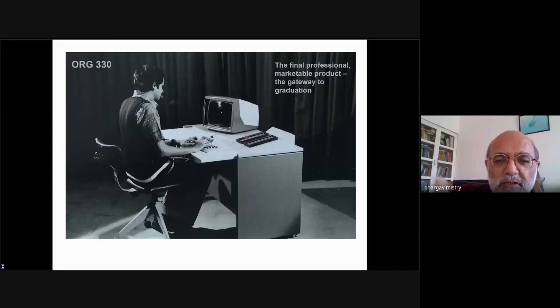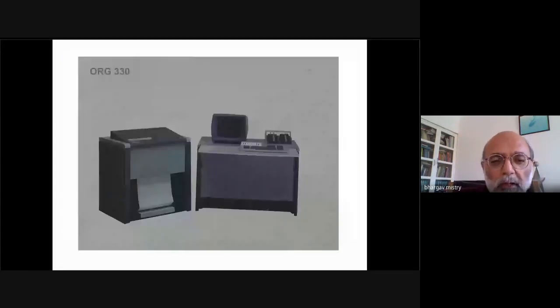So this is the final machine, what it looked like. And by the way, on the left is a line printer. The challenge in this line printer was to give it a good look and to make it not silent, but less noisy. The limit was 60 decibels. So we had to work around factors to achieve that.